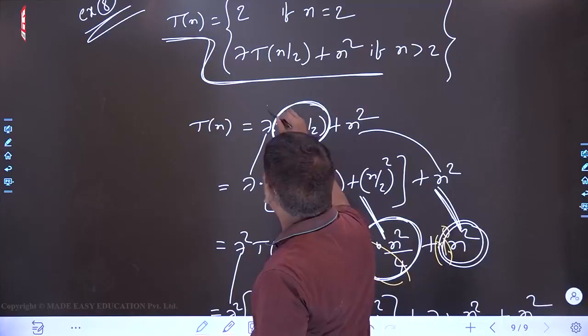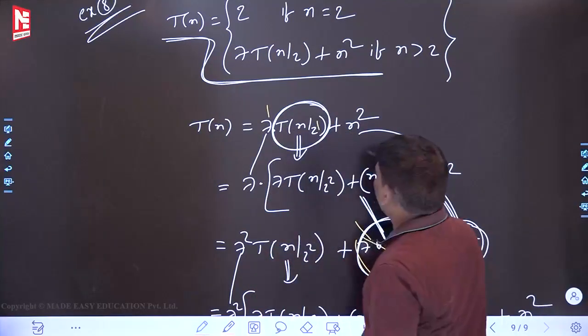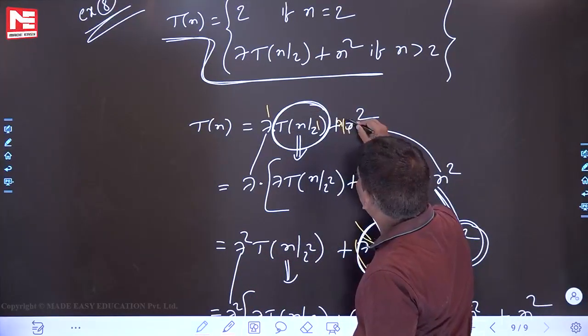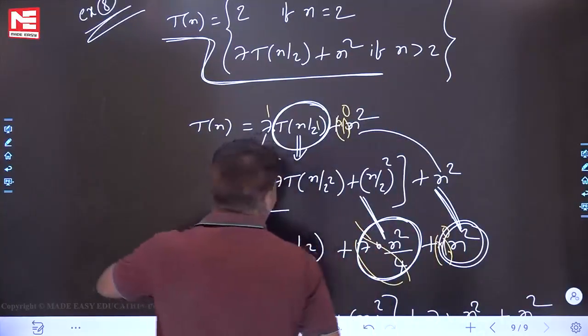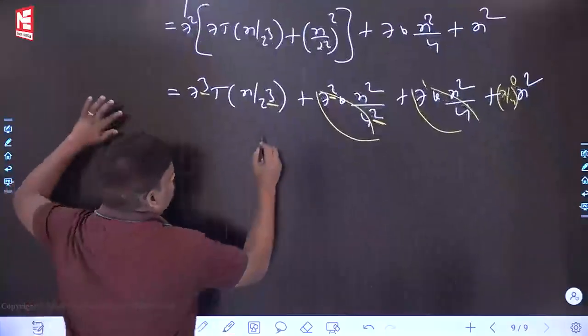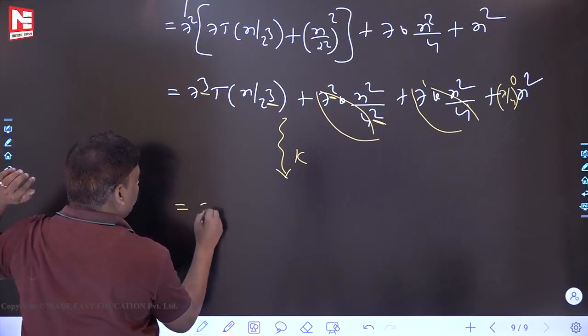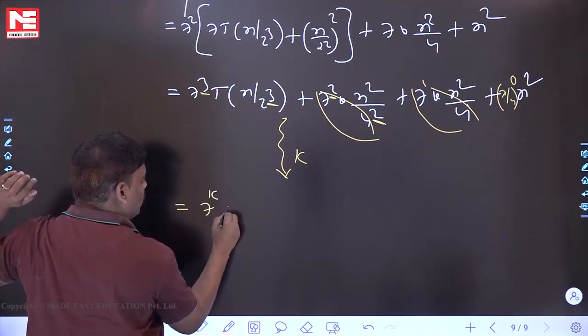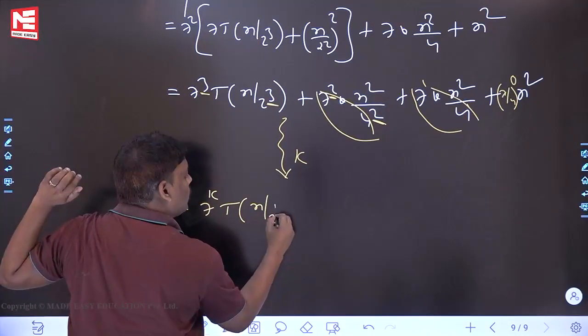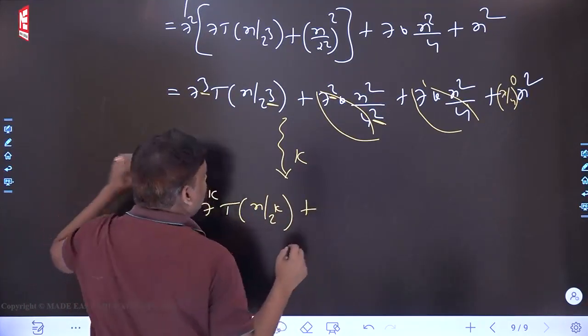If you do 1 time, 7 power 1 T of n by 2 power 1. Right? The 1 means it is a 0, 7 by 4 whole power 0. I am thinking that you almost got the clarity. Let's go for k rounds. If you go for k rounds, what is the answer? It will become 7 power k T of n by 2 power k plus the remaining terms.